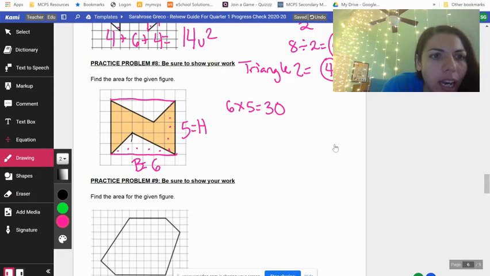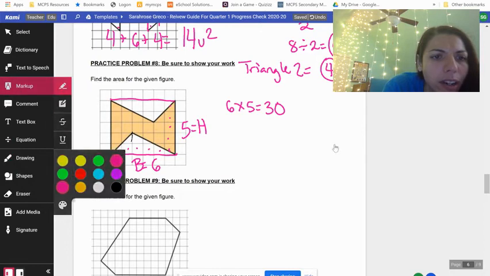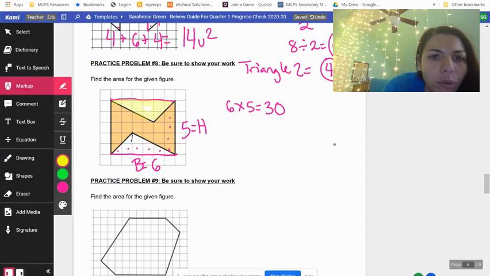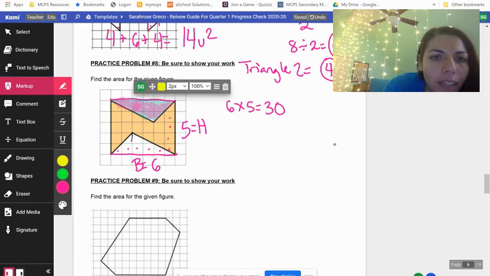Do I have a highlighter tool? Do I have a drawing tool, comment, markup? Is this a highlighter? There's a highlighter. All right, so I want to, that's too light. Let's pick pink. Okay, so I need to find the area of this triangle, and I guarantee that it's the same over here. Looks like a Barbie triangle.